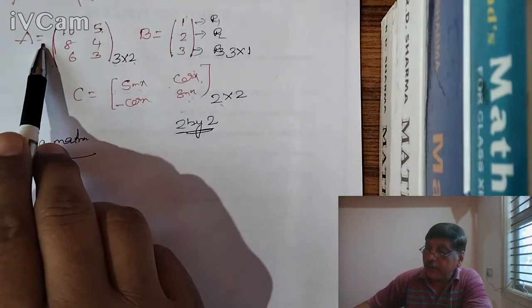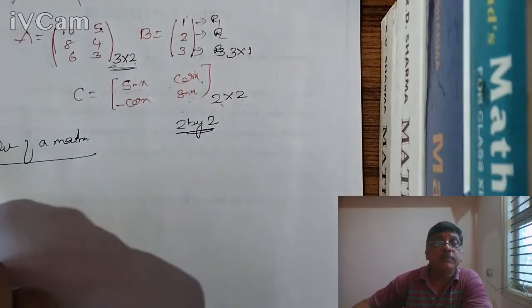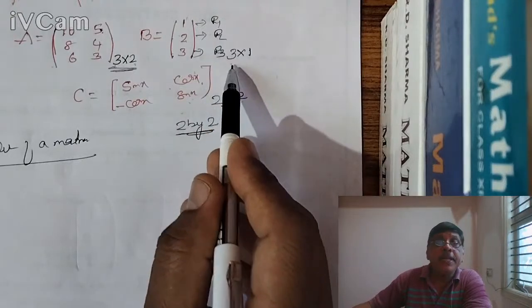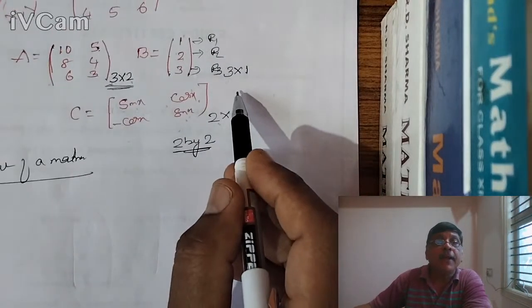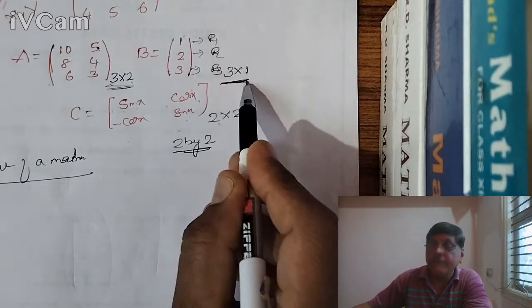Here the order of the matrix A is 3 by 2. The order of the matrix B is 3 by 1.